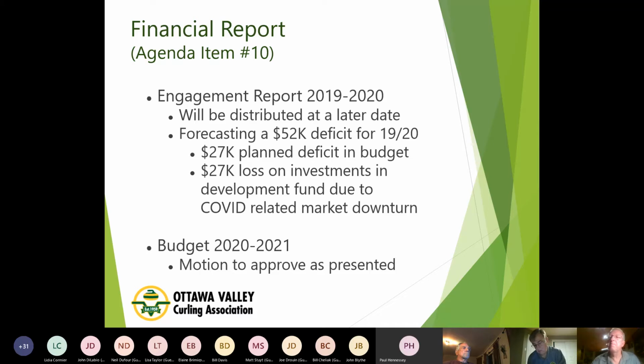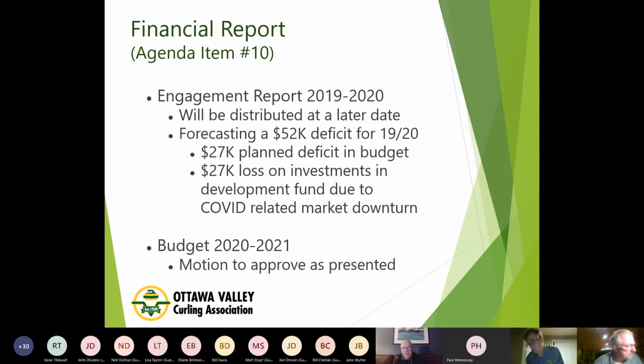Thank you, Al. Al's really done quite the job of highlighting the major items for this year. I will cover first our engagement report, which unfortunately is not ready for this meeting. That is the financial statements for the 1920 year. It's still with our auditors and being worked on. We will make that available to all member clubs once the document is published.